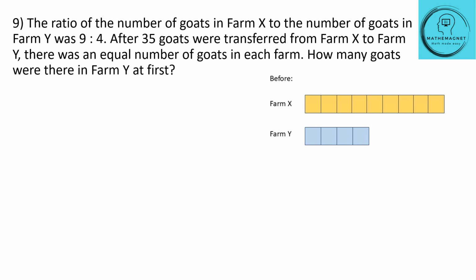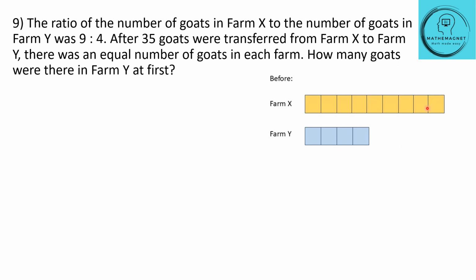So this is also a before and after model. In the first bar model, farm X will have 9 units, and farm Y will have 4 units because they are in the ratio 9 is to 4. Now here we should note that there is an excess of 5 units. Remember this is 9 units and this is 4 units. So the difference farm X has is 5 units.